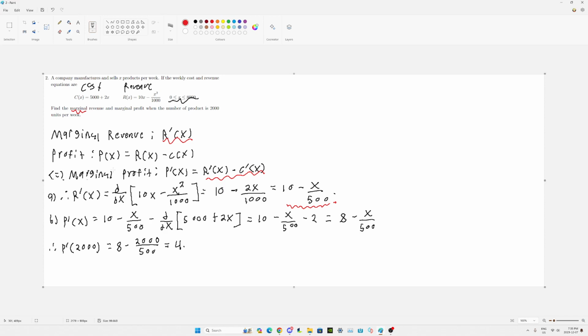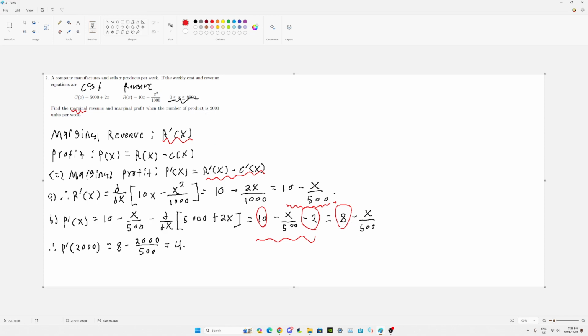B is the marginal profit when the number of products is 2,000 units per week. So we're going to sub that in after we find it. Since we know that the profit is just revenue minus cost, the marginal profit is just going to be the marginal revenue minus the marginal cost, which is going to be the derivative. So we find the derivative of the cost. We see that that just goes to 2 because the constant disappears. 2x to the 1 is just 2. We notice we can simplify this piece, collect them. 8 minus x over 500.